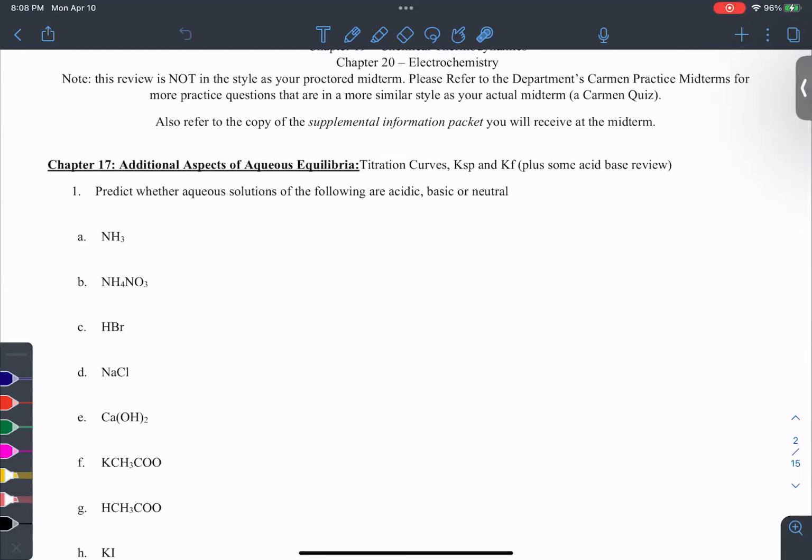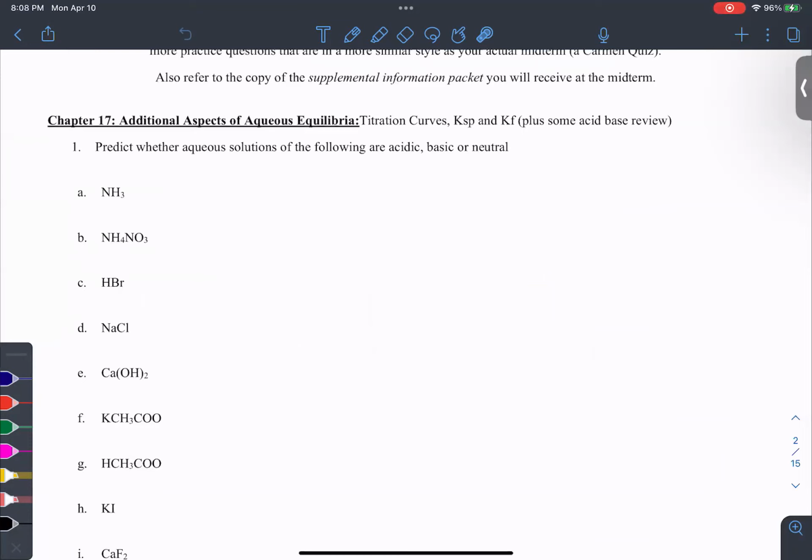All right, so let's just do a little bit of chapter 17 review. So these questions, are these specific salts acidic, basic, or neutral, technically was assessed on midterm 2, but these ideas are still important. They come up again in midterm 3, these topics don't go away. So let's predict whether these salts, or actually they're not all salts, they're just random things. So if I put this in water, what will the pH be? Basic, acidic, or neutral? So let's see if we can identify it.